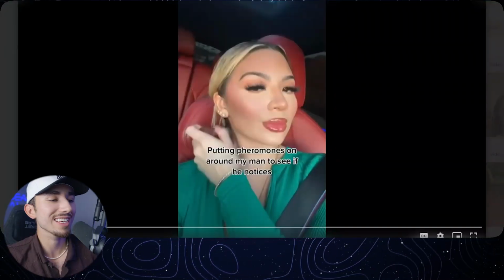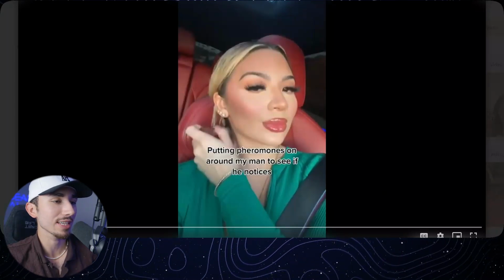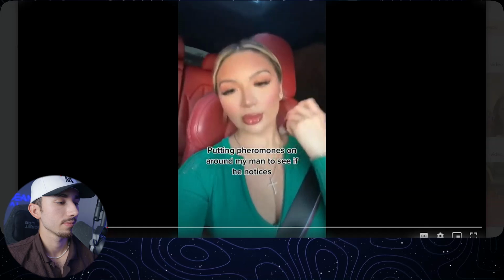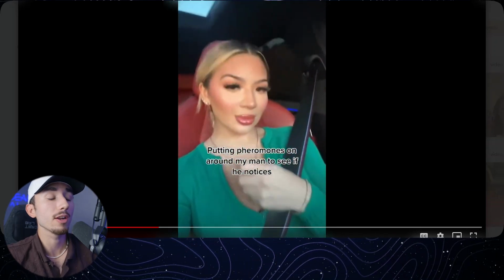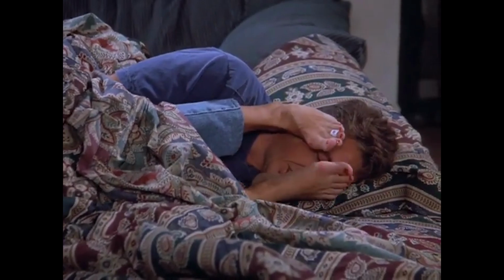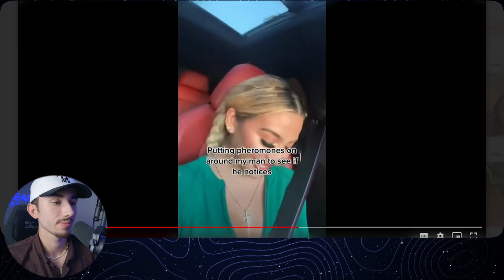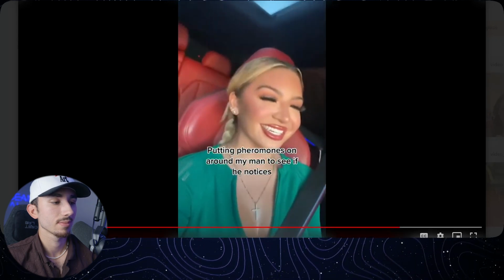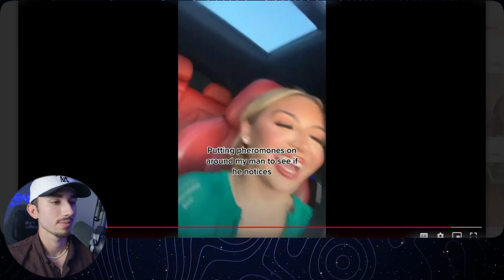So let's see if this actually does work, and let's just analyze the hook real quick. "Putting it on around my man to see if he notices." Very simple, she's putting it on, but we are going to watch to the end to see the reaction of the boyfriend. And I'm sure he's just going to sniff her toes, sniff her armpits, just do casual in-love things that I haven't experienced in so long. That magic sauce. God, I hate seeing people in love.